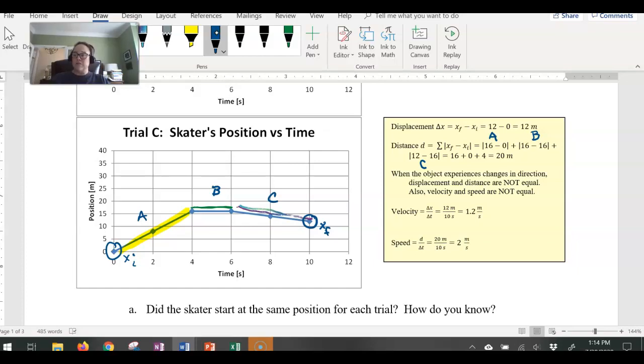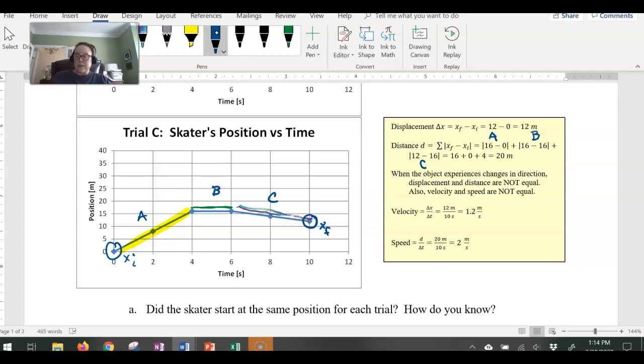They went 4 meters in the negative direction, but for the purpose of distance, we're taking the absolute value. So that's really 4 meters. When we add those three things together, 20 meters is the total distance traveled by the skater in trial C. So when the object experiences changes in direction, then the displacement and distance are not equal.